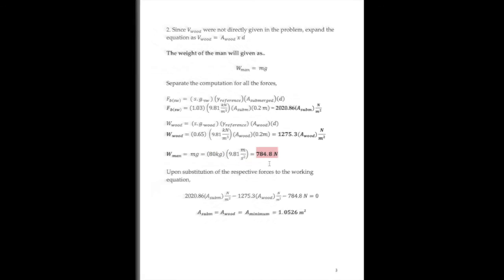It may seem confusing since the area of the submerged and the area of the wood have different subscripts, but remember that the problem states that the wood is fully submerged in the water, which means the area of the submerged object and the area of the wood are the same. That is also what the problem requires, the minimum area which will support the man weighing 80 kilograms. Upon substitution of all the computed forces, it will give you an area of 1.0526 square meters.